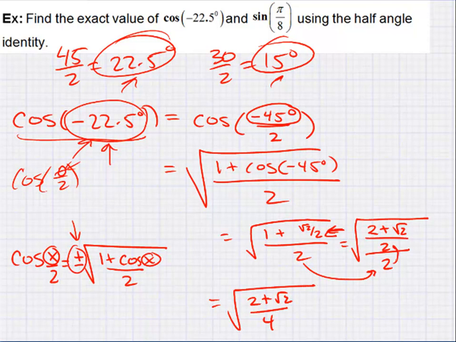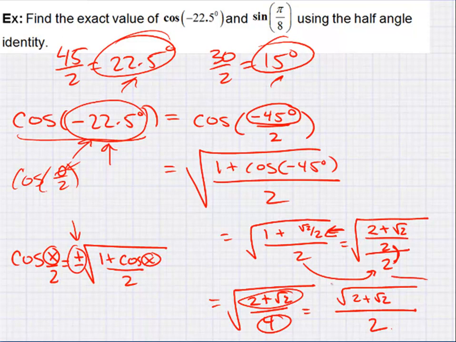These two have to be multiplied together. Then that gives me the square root of 2 plus root 2 all over 2. Because I could take the square root of the numerator and the square root of the denominator separately, and the denominator would give me 2. So that is my final answer. That's what the cosine of negative 22.5 degrees is. So we don't need a calculator to calculate the exact value of that angle.